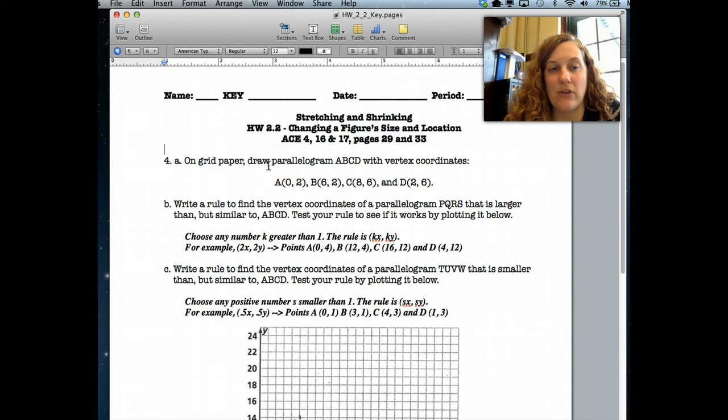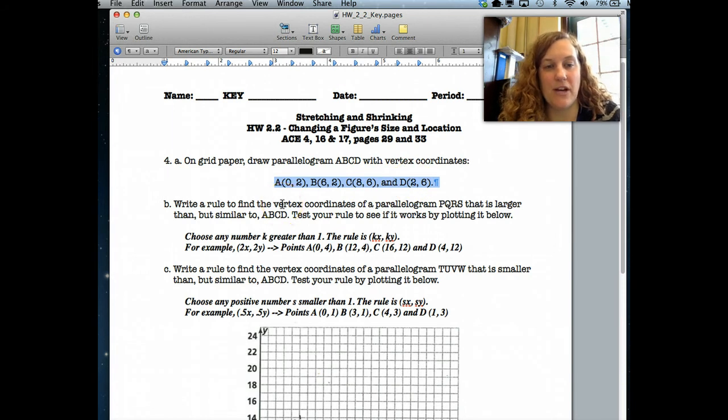So the first thing was, on grid paper, draw a parallelogram ABCD with vertex coordinates. The vertices are just the corner points. So you should have drawn this parallelogram, which has points (0, 2), (6, 2), (8, 6), and (2, 6). And I'll show you mine in just a minute. I just want to go through all the points first.